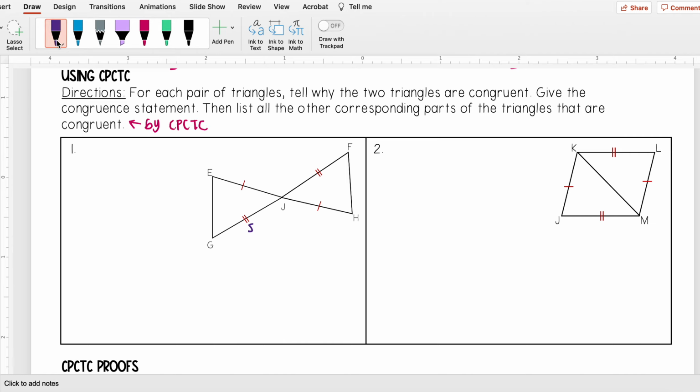So let's first look at this first triangle. I have triangle EJG and triangle FJH. I noticed that I first have two sides that are congruent, and I know that from these tick marks. Then looking at these triangles, I also have a pair of vertical angles, and we have learned that vertical angles are also congruent. So that means I have a side, an angle, and a side congruent. So these two triangles are congruent by side, angle, side.